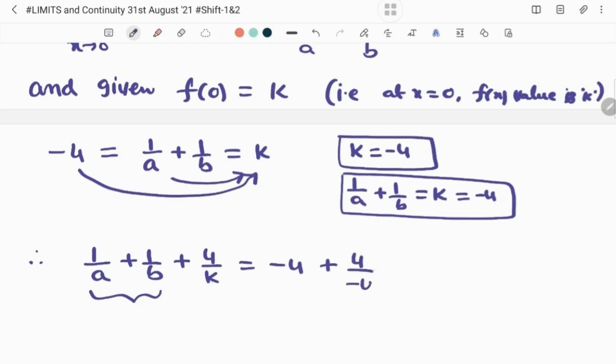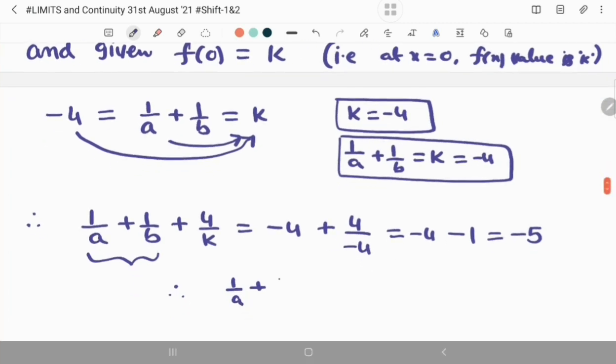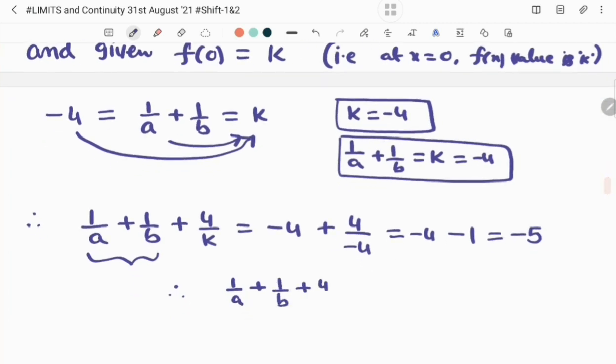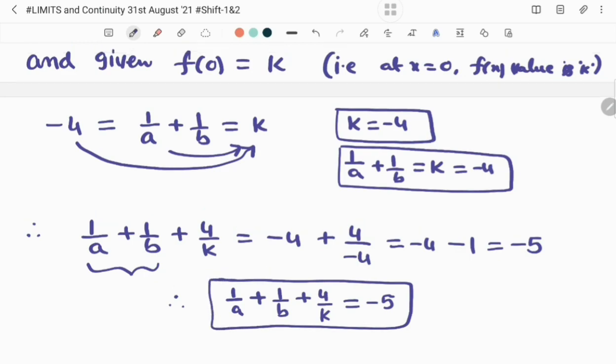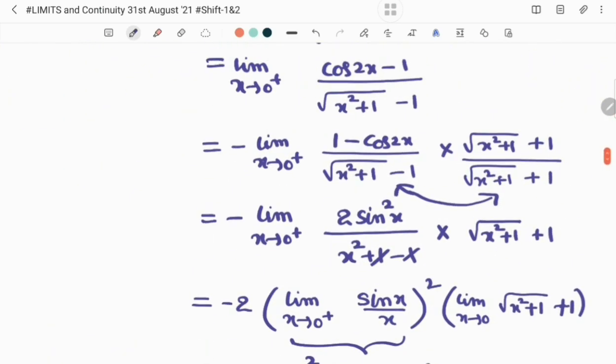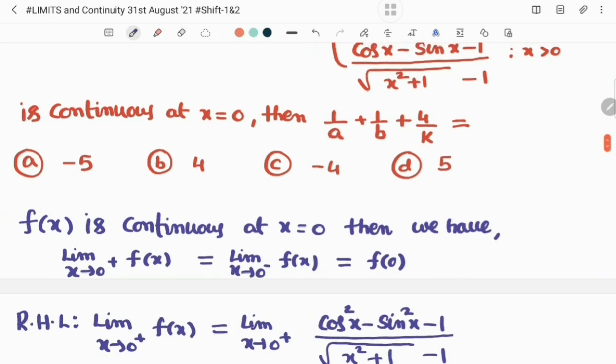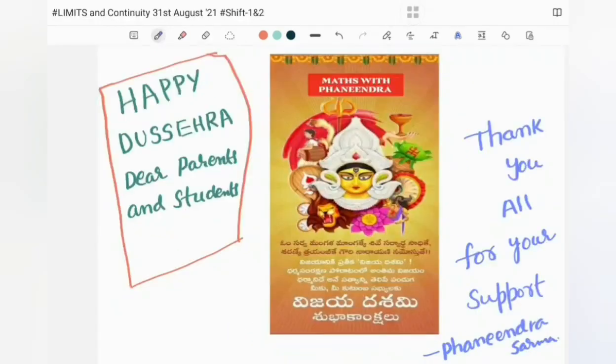K is equal to minus 4, so 4 by k is minus 1. Otherwise minus 4 by 4 we can write it. So which is equal to minus 5. Therefore 1 by a plus 1 by b plus 4 by k is equal to minus 5, which is there in the options.